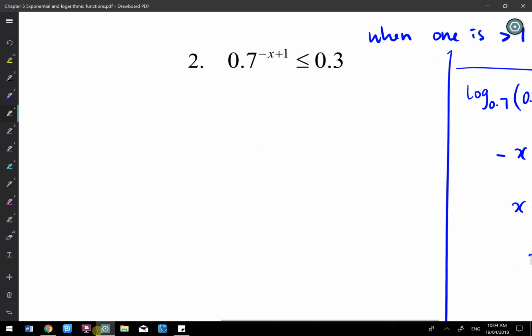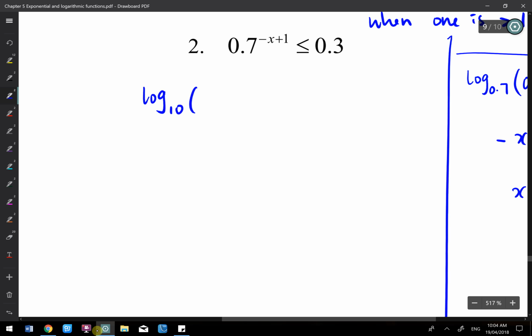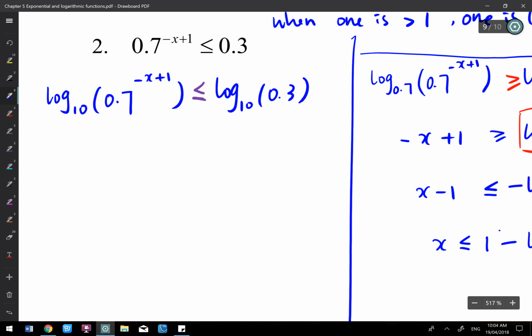But if you can't remember that, you want to make it safe. So I will log anything greater than 1 on both sides. I will log 10 on both sides, for example. The sign will remain the same. Compare that with log 0.7 on both sides, where we need to flip the sign. But when we log 10 on both sides, we keep the sign the same.